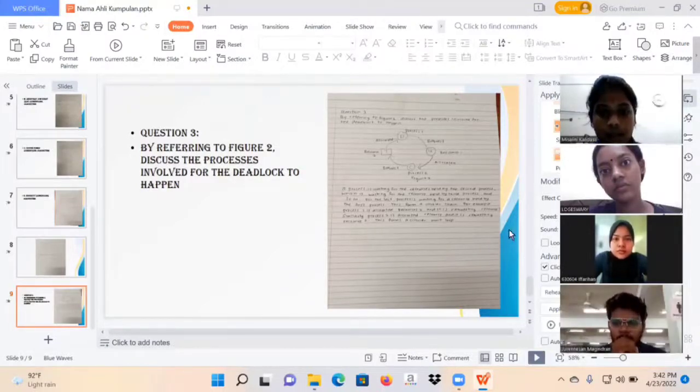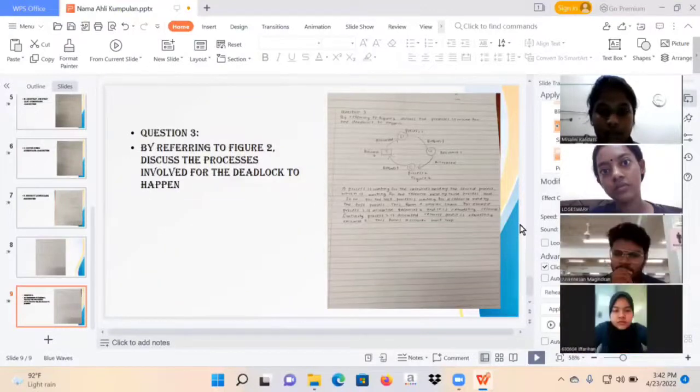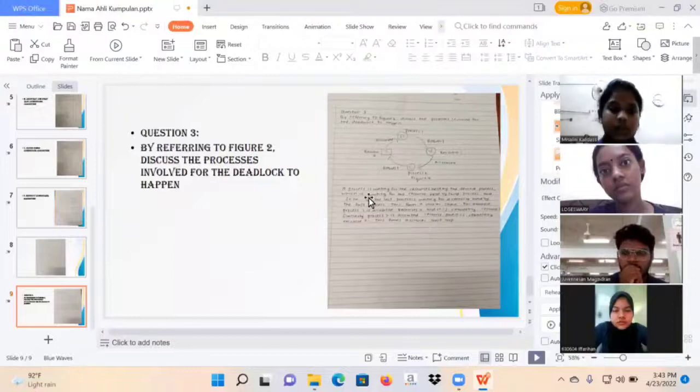This is the process. A process is waiting for the resource held by the second process, which is waiting for the resource held by a third process, and so on, until the last process is waiting for a resource held by the first process. This forms a circular chain. For example, process 1 is allocated resource 2 and it is requesting resource 1. Similarly, process 2 is allocated resource 1 and it is requesting resource 2. This forms a circular wait loop. That's how the process happens from first until last. That's all from me. Thank you.